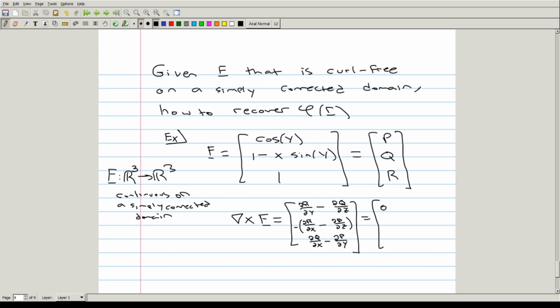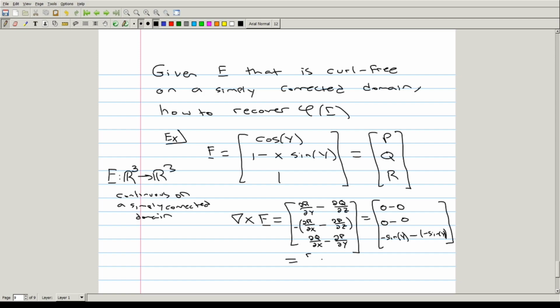And then dq/dz is going to be the partial derivative of this function with respect to z, which is also 0. dr/dx is going to be 0. dp/dz is going to be the partial derivative of cosine of y with respect to z, which is 0. And then dq/dx is going to be negative sine of y, and then minus the y partial derivative of p. The y partial derivative of cosine of y is negative sine of y. So this becomes sine of y minus sine of y, which is also 0.